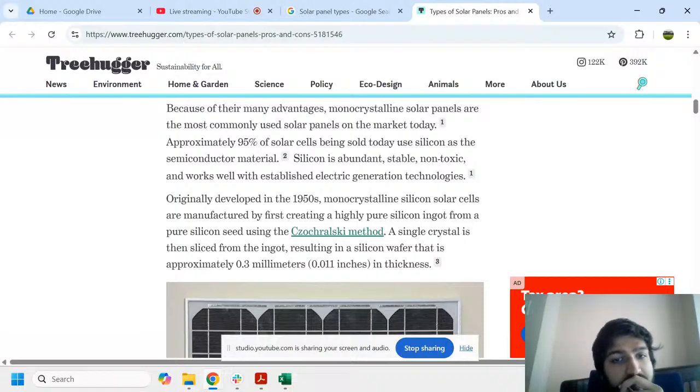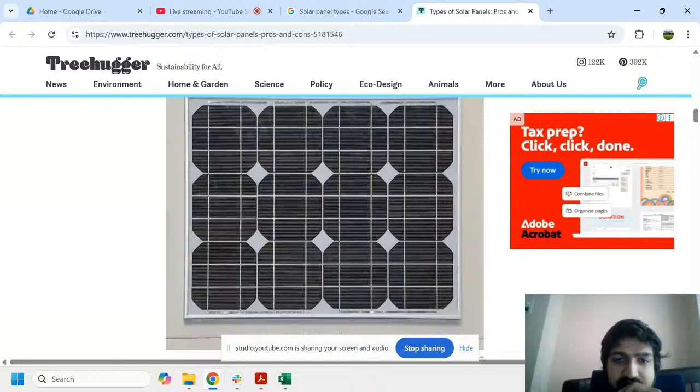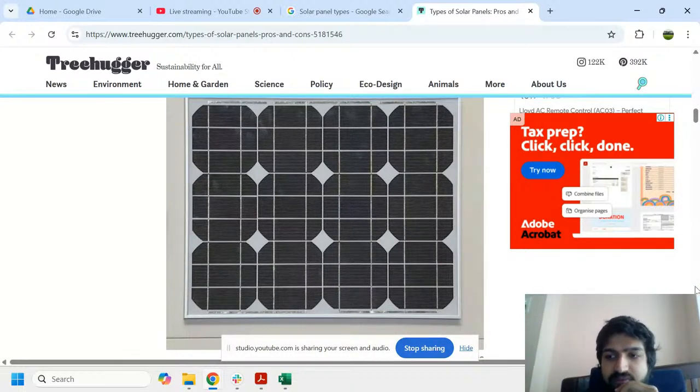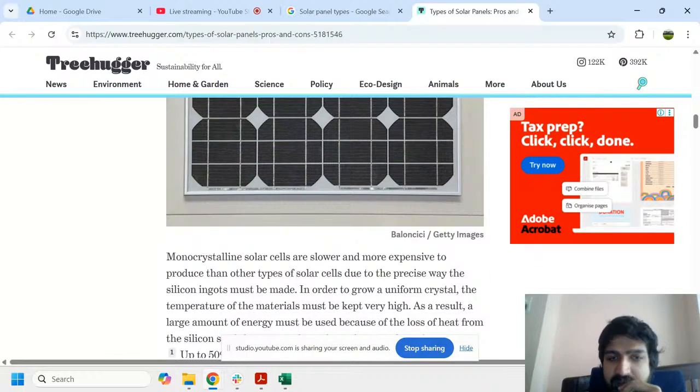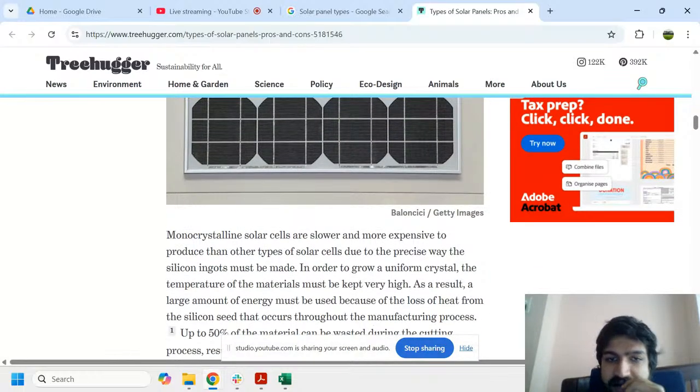They are manufactured using the Czochralski method. A single silicon crystal is sliced from the ingot, resulting in a silicon wafer that is approximately 0.3 millimeters in thickness. This is the diagram of a monocrystalline solar panel. They are slower and more expensive to produce than any other type of solar cell, due to the precise way the silicon ingots must be made.